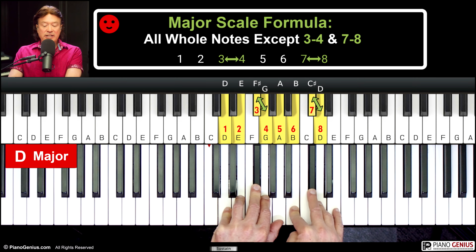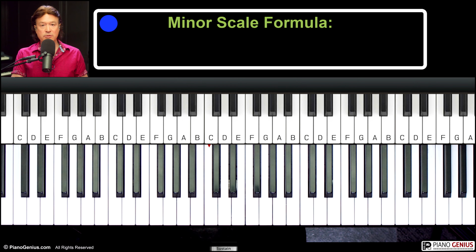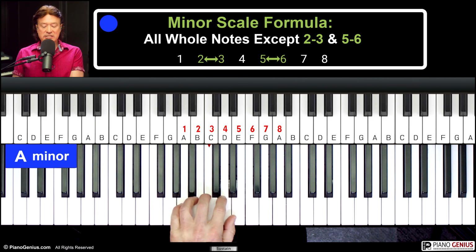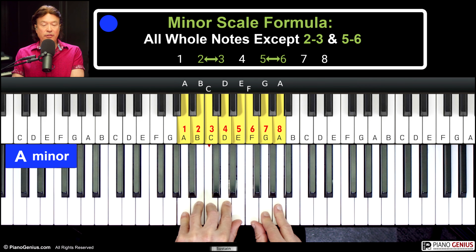Okay? So once you understand that, you can easily find out how to play major chords, which we'll get to in just a minute. First of all, I'm going to show you the formula to play any minor scale. And as I said, starting on A, that happens to be the minor scale that's all white notes, so it's easiest to look at. So we're going to look at that, okay?